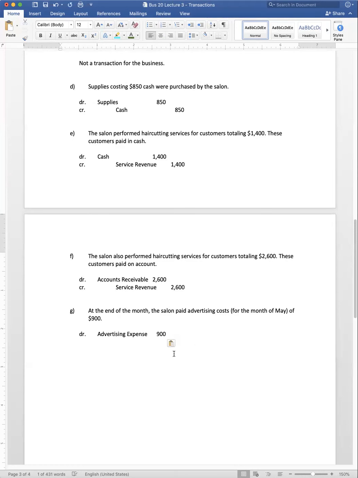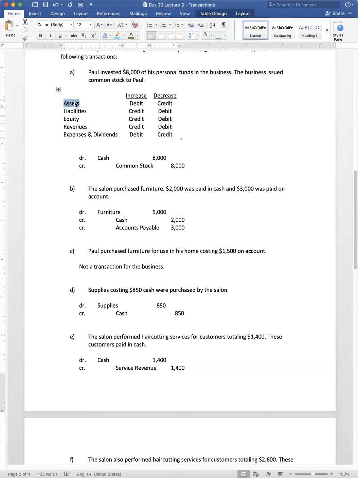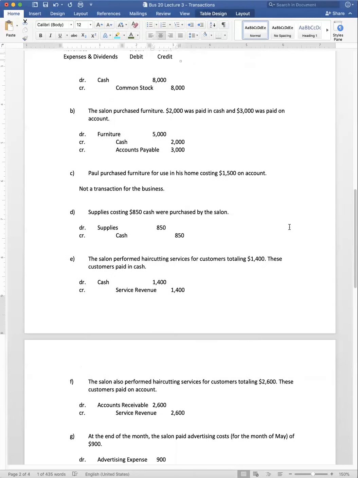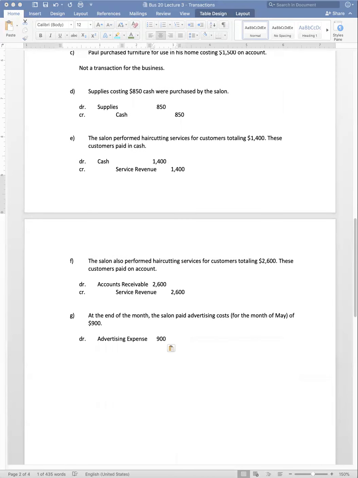All right, now, what about the other side? It says they paid the advertising costs. So what does paid mean? Well, if it just says paid with no other details, we assume that means they paid in cash. So if they paid with cash, we know cash is an asset. We're paying, so cash is decreasing. That is going to be a credit. So we're going to credit cash for $900.